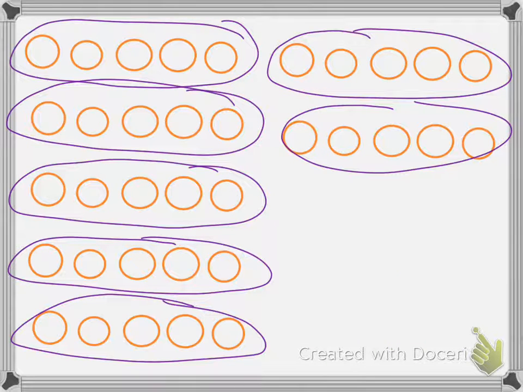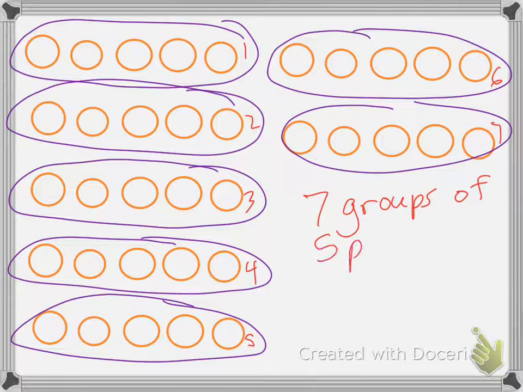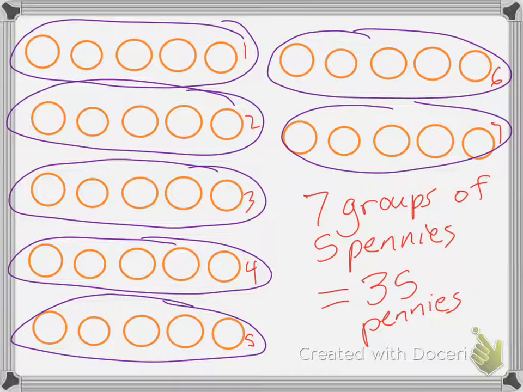Okay, in here I've got a bunch of groups of pennies, and I want to know how many pennies I have all together and how many groups I have. So first let's count how many groups I have. So I have 1, 2, 3, 4, 5, 6, 7 groups of 5 pennies. So all together, I end up with 35 pennies. And you can see that by counting it.